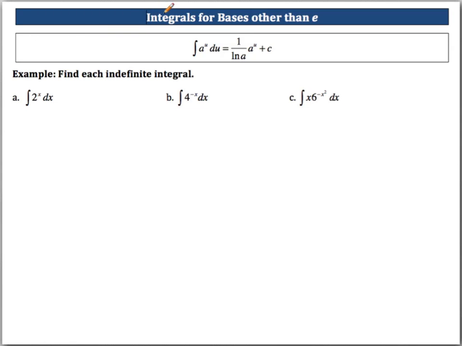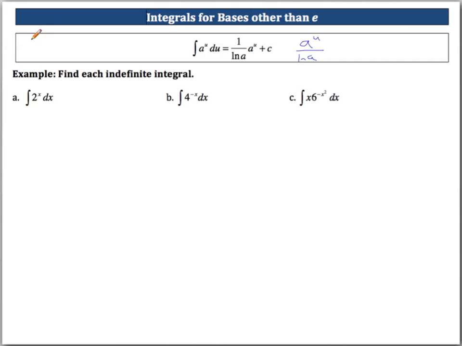All right, next we're going to talk about integrals for bases other than base e. So here, the integral of a to the u du equals 1 over the natural log of a times a to the u plus c. And you might also see this as a to the u over the natural log of a.